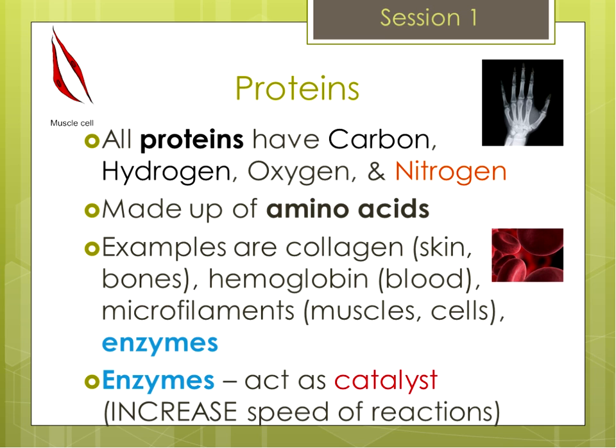So examples are things like collagen, which is found in your skin and your bones. Hemoglobin, which is a protein found in blood that helps hold on to oxygen. Microfilaments, these are small proteins that are found in muscles and cells that help with structure and muscle contraction. And a big one that is very, very important is the enzyme. Enzymes are different kinds of proteins that are going to help with increasing the speed of chemical reactions, basically helping our body and the organism to work and do the functions necessary. So proteins have a wide variety of jobs.